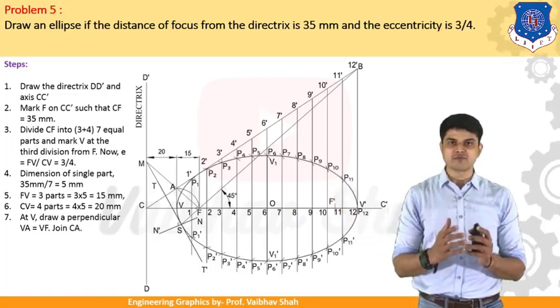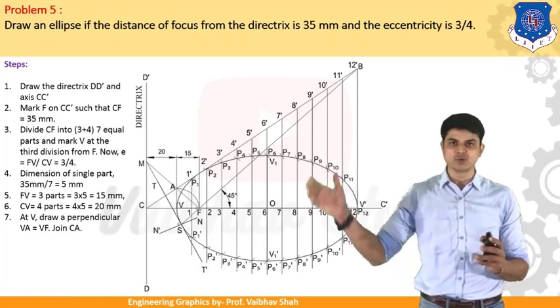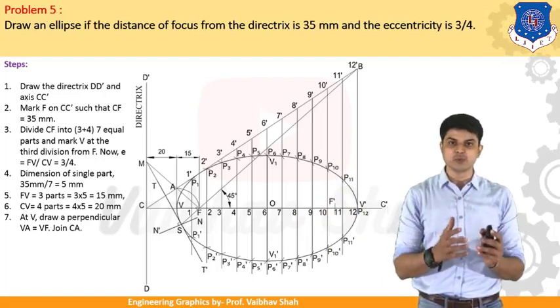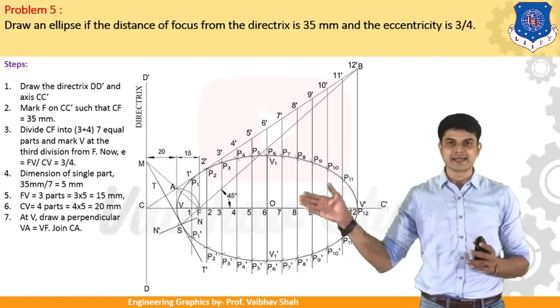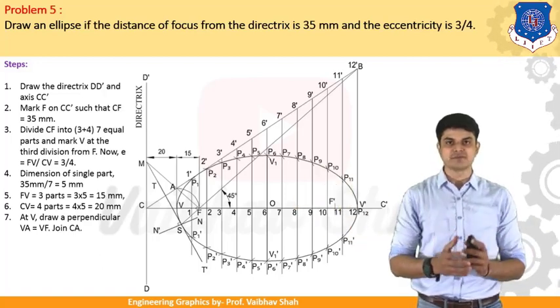Put your rounder at your focal point and try to cut this line 2, 2 dash. You will be having 2 points P2 and P2 dash. Then after, let us put your rounder onto the vertical line 3, 3 dash. Let us take the dimension of 3, 3 dash.